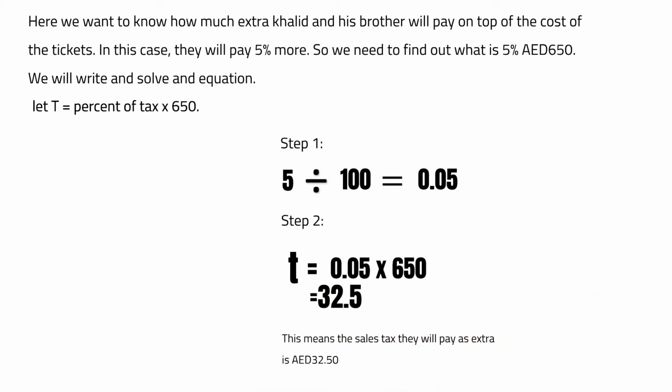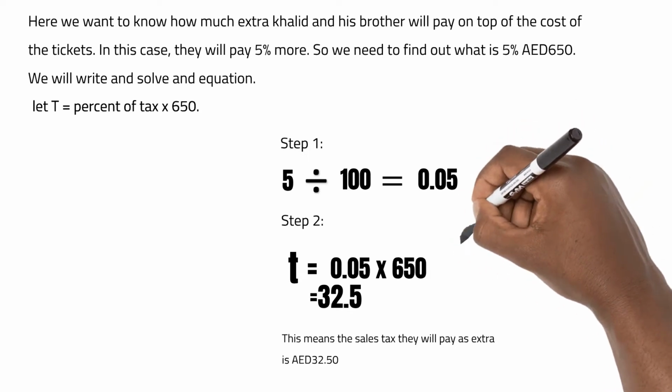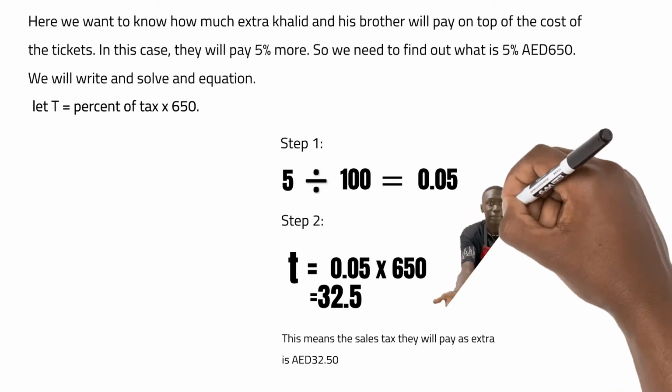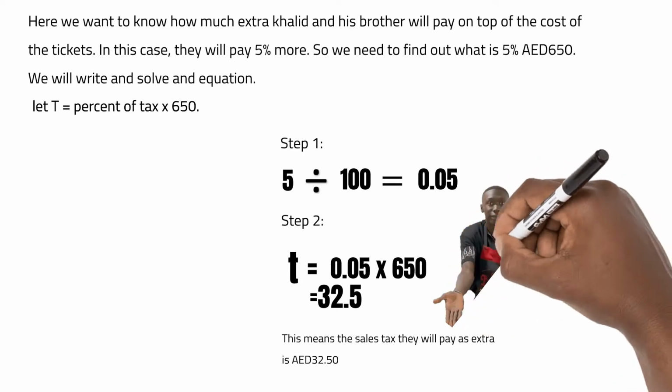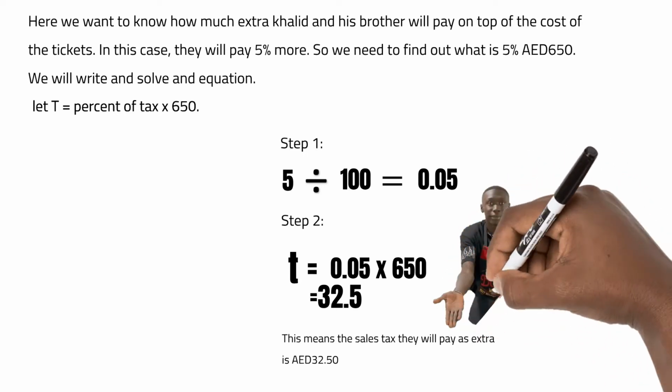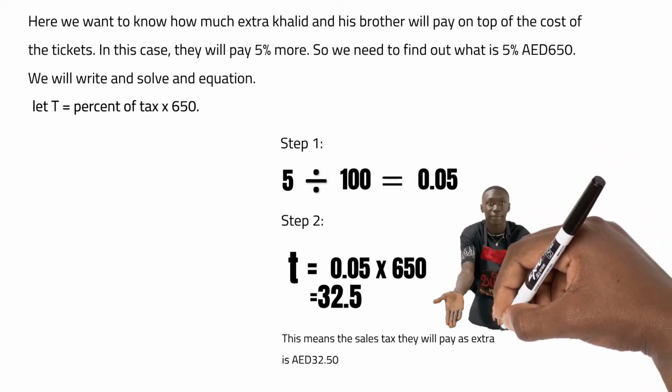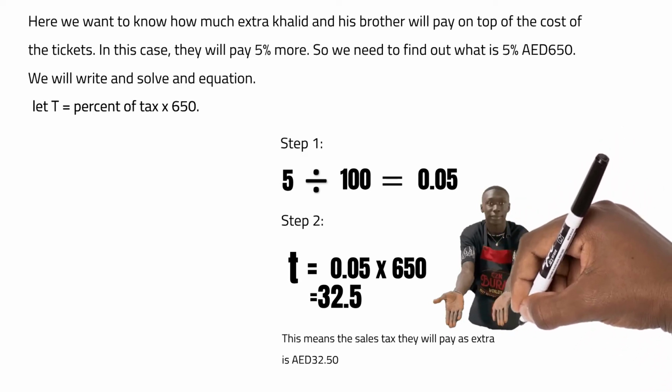and 50 fils. Remember, when working with money, if you have one digit after the comma, just insert a 0, otherwise always round off to 2 decimal places. In this example, we had 32.5, so we write this as 32.50.